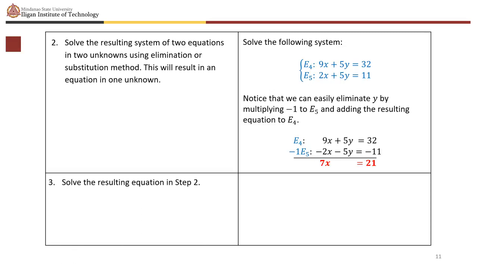Solve the resulting equation in step 2 and come up with the following. That is, 7x is equal to 21. So we can divide both sides by 7 and come up with x equals 3.